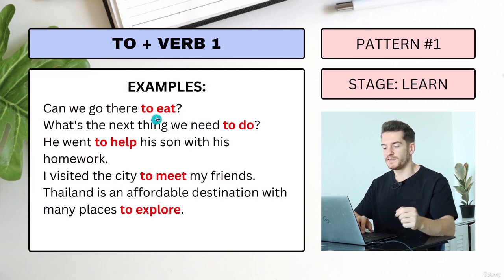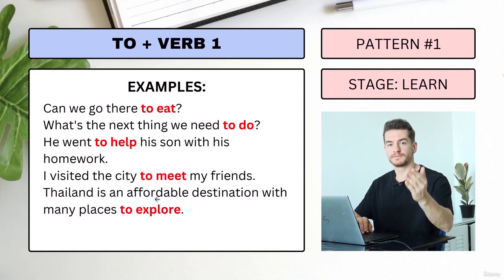Can we go there to eat? What's the next thing we need to do? He went to help his son with his homework. I visited the city to meet my friends. Thailand is an affordable destination with many places to explore.